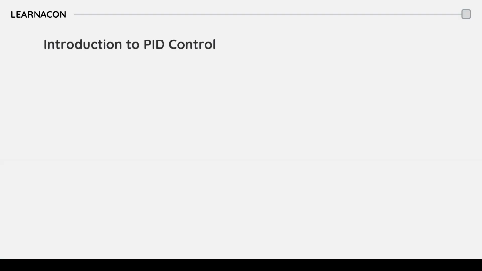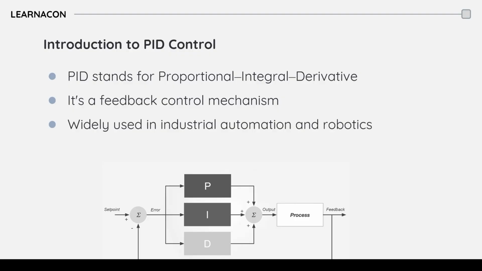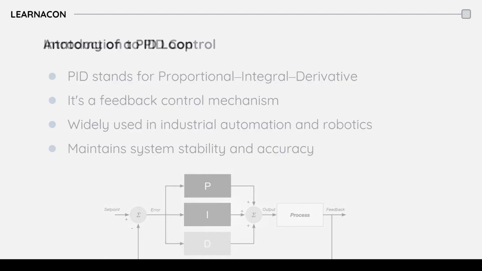Let's begin with the basics. PID control is a method used to automatically regulate systems, like keeping a motor at constant speed or maintaining room temperature. It's called PID because it uses three components: proportional, integral, and derivative. Together, they form a feedback loop that continuously adjusts the system to reach a desired target. PID is widely used in several industrial automation and robotics applications to control system stability and accuracy.